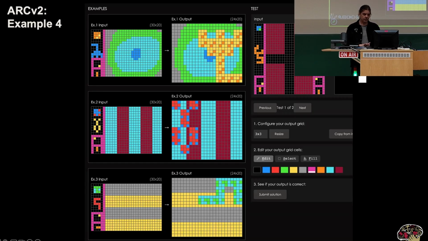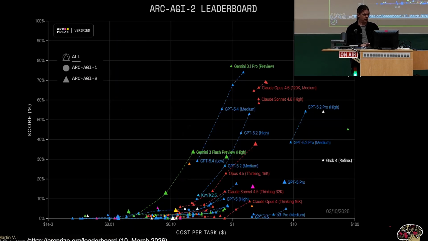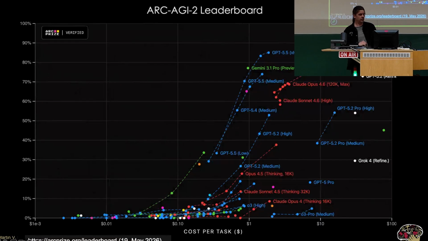But nonetheless, the big companies have been busy, and we can see here a snapshot of the ARC leaderboard of version 2 from, lo and behold, March 2026. 70-something percent, and if I go now to May 19th of today, we are at about 85, 88%, but not above 90%, which supposedly human experts who learned to solve this task reach.